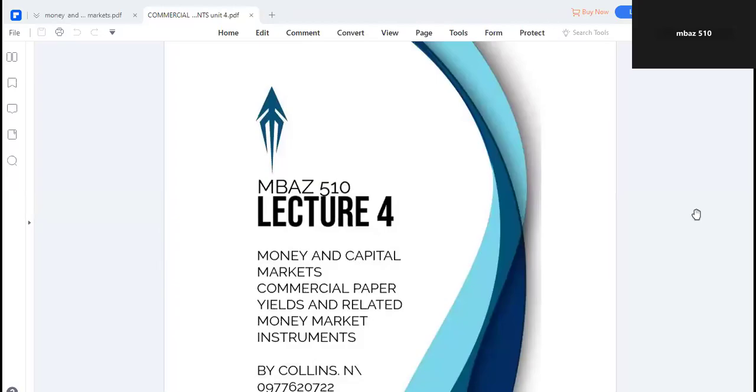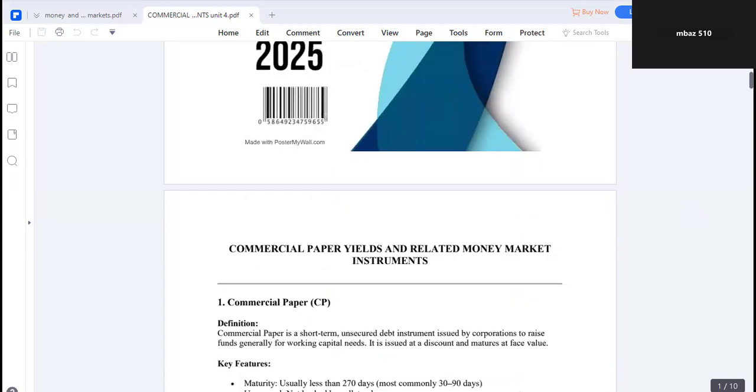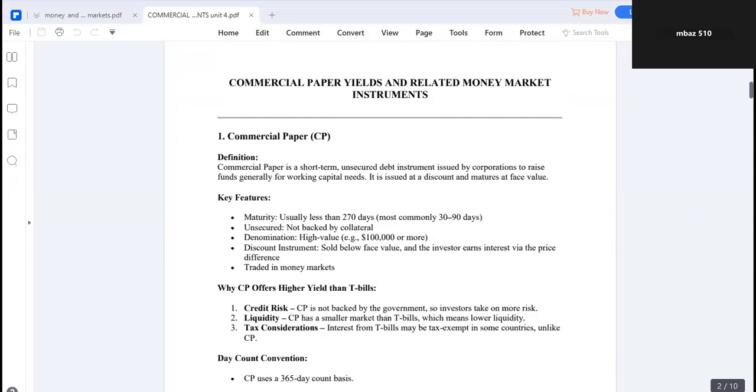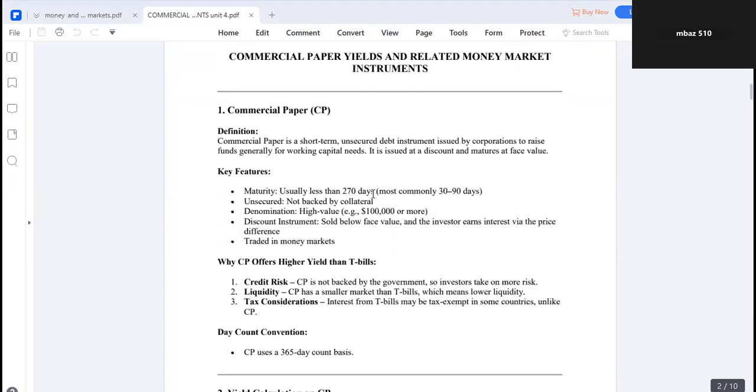Lecture 4, we're looking at money market instruments and their valuation. So we start with a commercial paper. A commercial paper is a short-term unsecured debt instrument that is issued by corporations, usually to raise funds for working capital needs like salaries. So it matures at a discount of its face value.